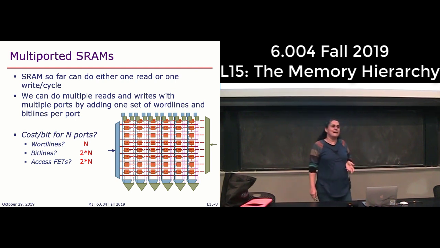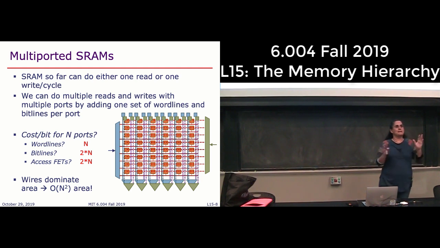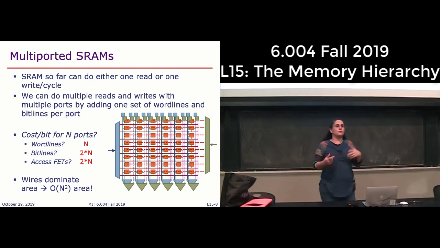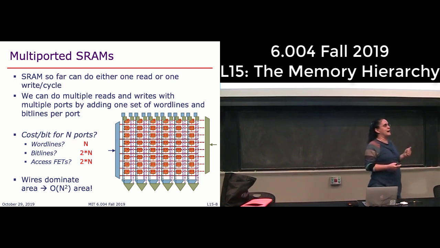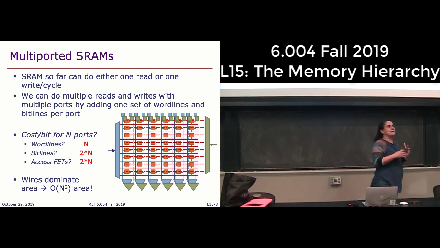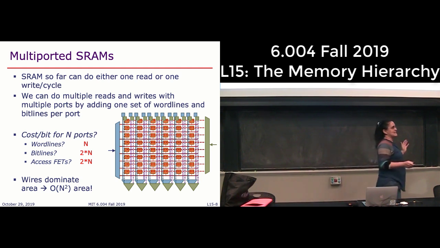But what's actually really bad is that the wires end up dominating the area here. And so you end up with an area that's proportional to n squared rather than n in terms of how it grows. And so basically the point of this slide is just to make you realize that adding additional ports to our SRAMs is very, very costly in terms of area. And so we're not necessarily going to want to do that.